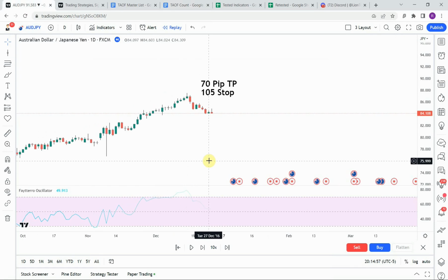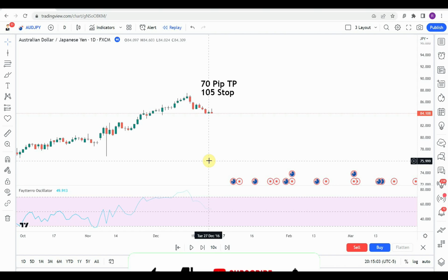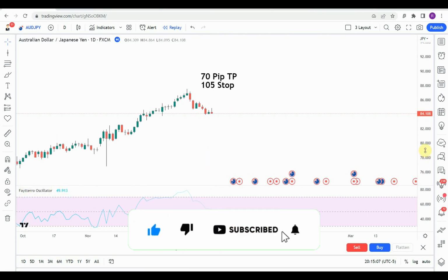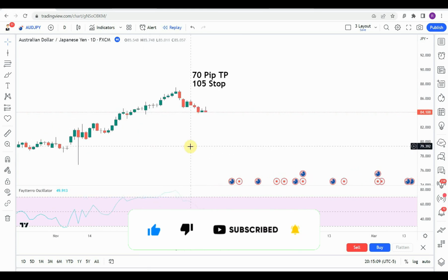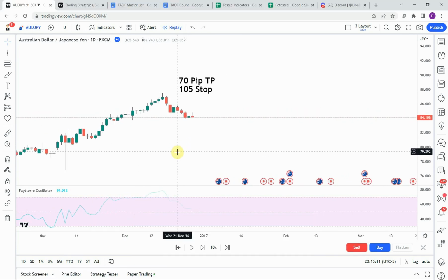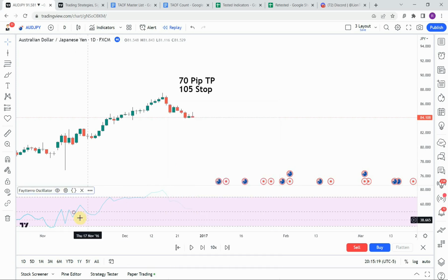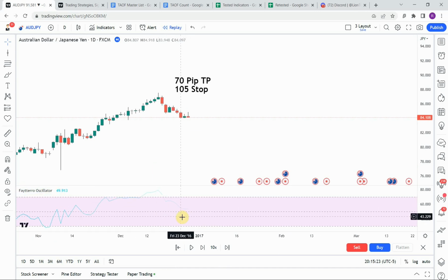Alright, so today we will be testing the Faytterro Oscillator. I believe I'm saying that correctly, not 100% sure. The Faytterro part there is the creator's name on TradingView. You can see it here on the bottom of the screen though. I wish there was a way to bump up the opacity or the line weight of the oscillating line here, but unfortunately there is not.